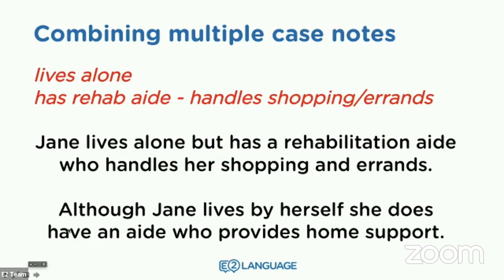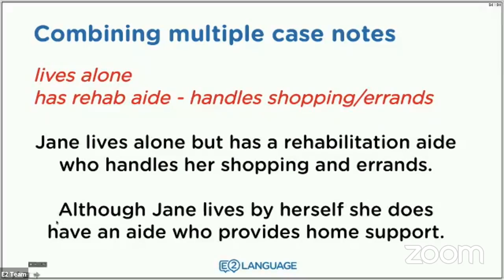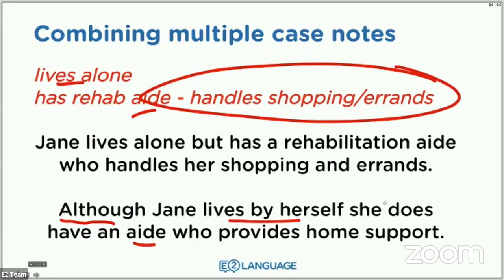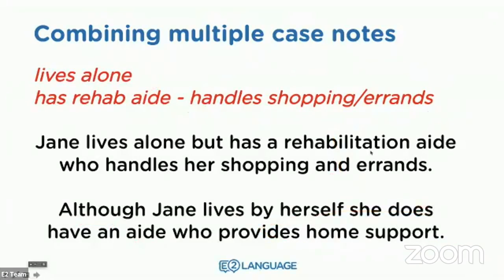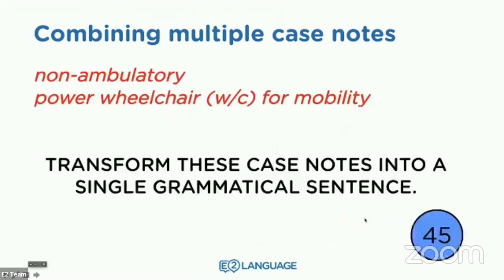So what have I done here? First of all, I've written a complex sentence using although. I've changed lives alone to lives by herself. I've kept just the word aid there. And what I've done here is handles shopping and errands. I've just called that home support, okay? So I've used a bit of a synonym here, and that's a good one. They're both fine. This one's probably better. Okay, oops. Let's do this one here.